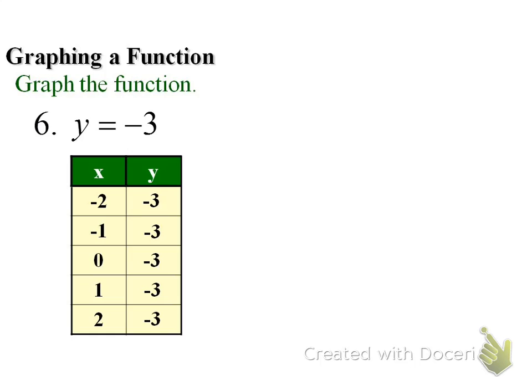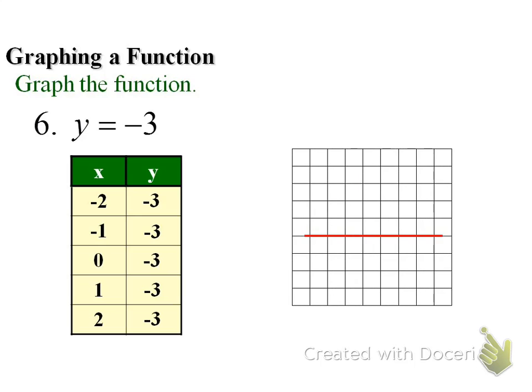Yeah, it's going to be a horizontal line. No matter what you do side to side, you're always going down 3. So it looks like this. Very good. This is a function. If it's x equals something, it's not a function. We'll look at that in a second. We'll learn about something called the vertical line test. But this one is definitely a function.